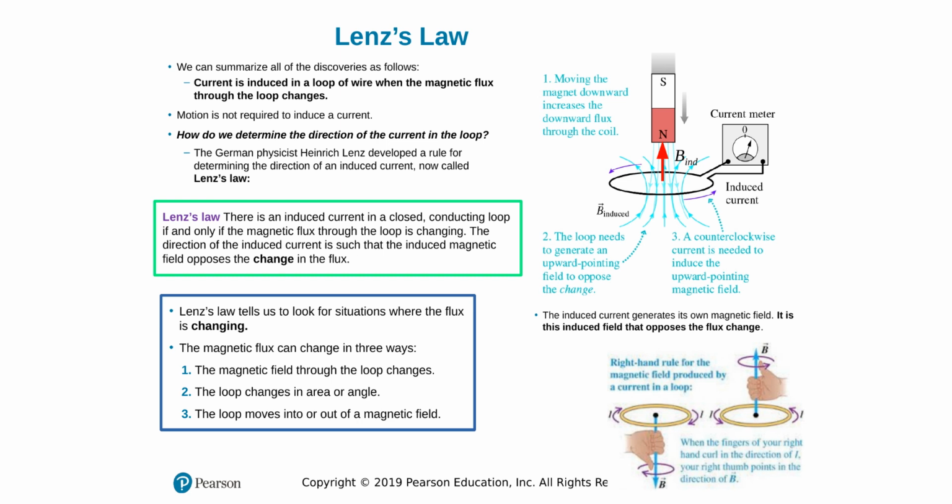Now, if there's a flux change, there will be an induced current and induced magnetic field. That's an idea we learned. Now, how the direction of this induced current and magnetic field will be defined is by Lenz's law. Lenz's law says that there is an induced current in a closed conducting loop if and only if the magnetic flux through the loop is changing. The direction of the induced current is such that the induced magnetic field opposes the change in the flux.